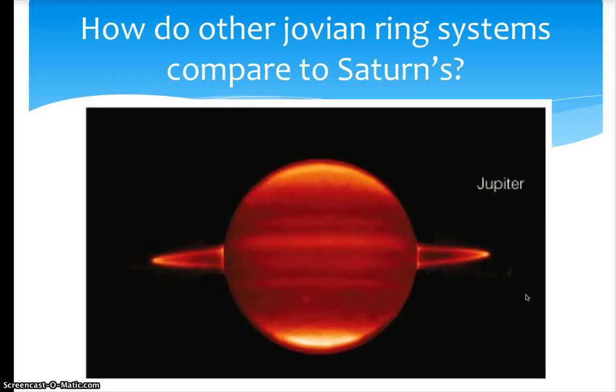So let's take a look at the other ring systems. We actually had no idea that there were other ring systems until, I'll talk about it in a minute, we found the ring systems around Uranus. And then when Galileo got out to Jupiter, astronomers thought, well, maybe all the Jovian planets have ring systems. And so they looked and they found that there is a thin ring around Jupiter.